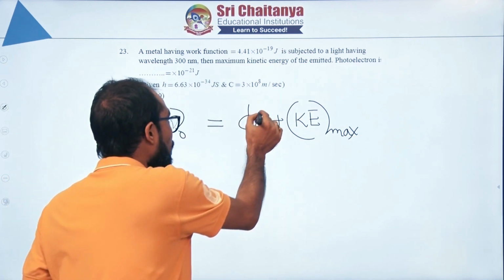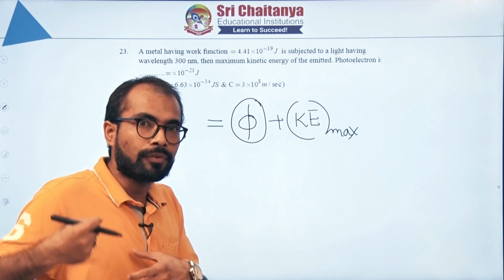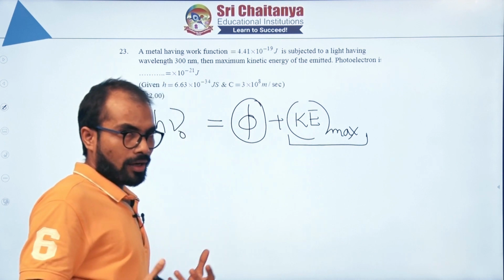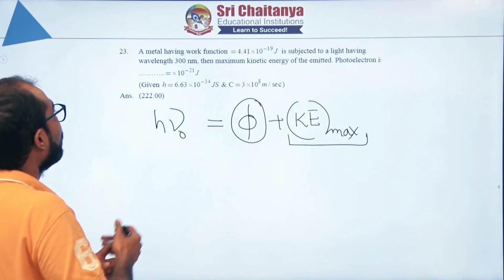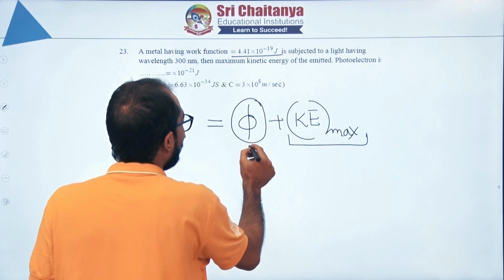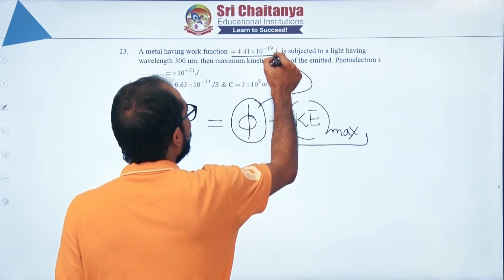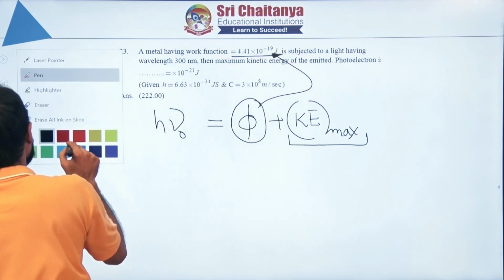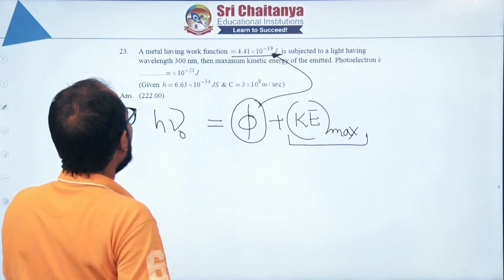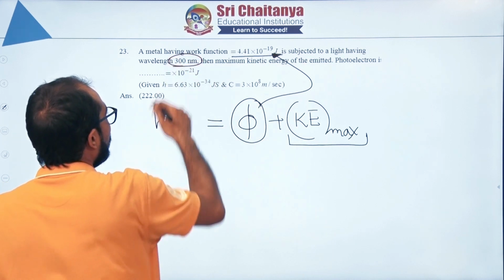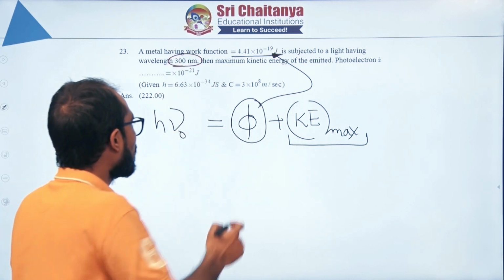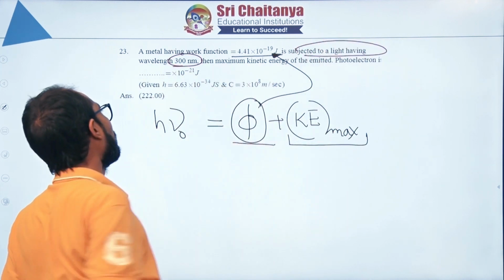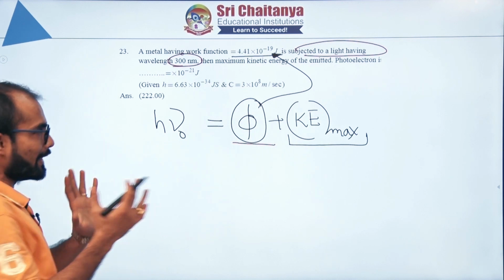Out of that, this much is utilized to break off from the atom, and whatever he is now having will be its extra kinetic energy. Now, for the metal, the work function is given as this much. So, phi value is given. This is my phi value. Now, the wavelength is given as 300 nanometer. A metal having a work function this much is subjected to a light having a wavelength of 300 nanometer. So, incident light is given.